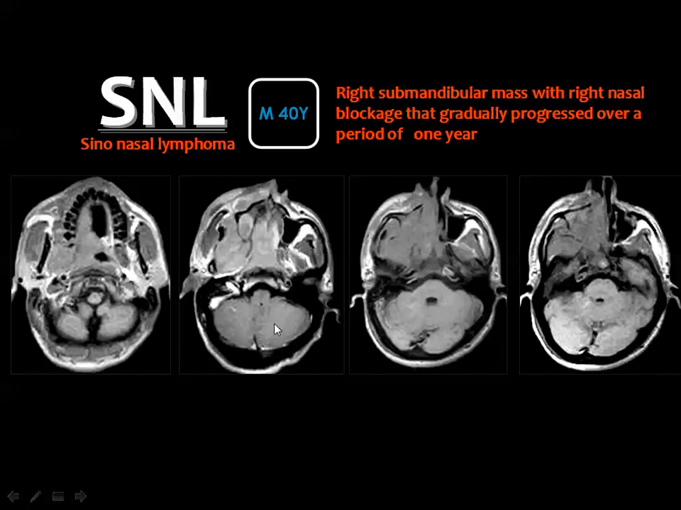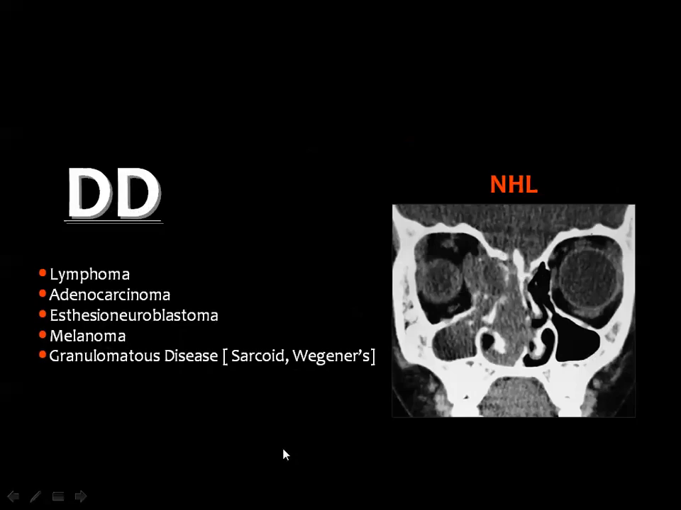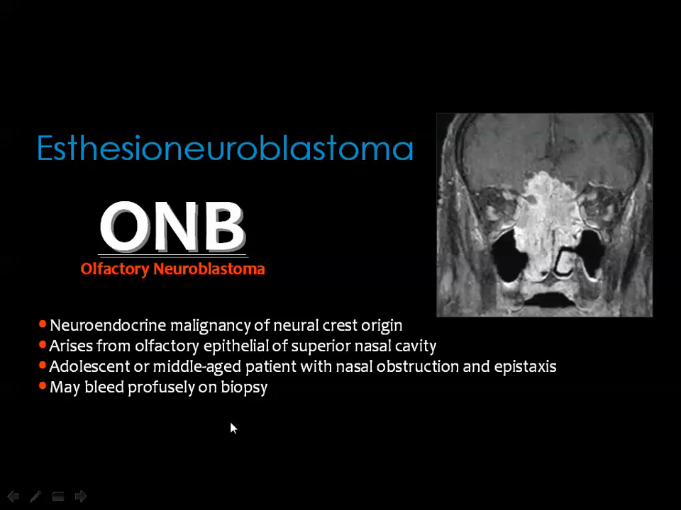Another example of sinonasal lymphoma affecting part of the oropharynx, the pterygoid muscles, the infratemporal fossa, the maxillary sinus, the nasal bone, and extending as well into the sphenoid sinus. The differential diagnosis of non-Hodgkin lymphoma of the skull base will include the four important lesions: carcinoma, neuroblastoma, and the metastatic disease.